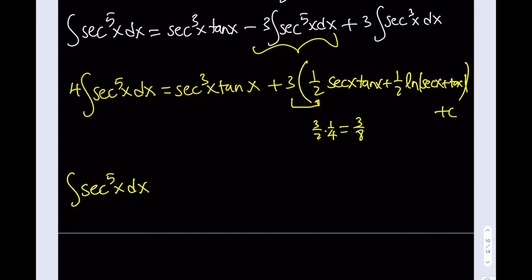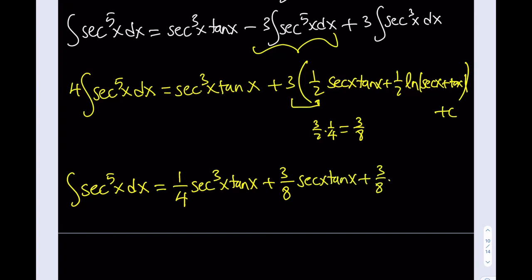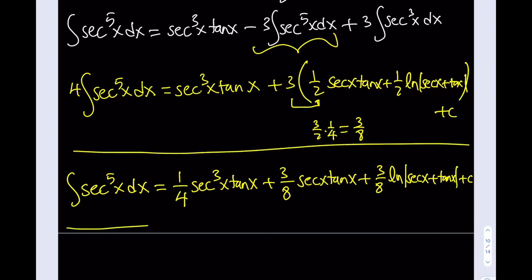So the integral of secant to the fifth power is going to equal 1/4 of secant cubed x tangent x plus 3/8 secant x tangent x plus 3/8 ln absolute value of secant x plus tangent x plus c. Awesome. And this is going to be the integral of secant to the fifth power. All right, so I think we're going to stop here. We're not going to go to the sixth power. Maybe in another video we can do higher powers.